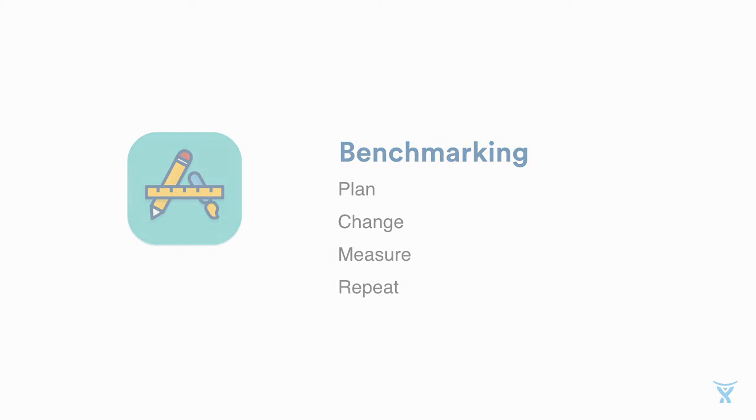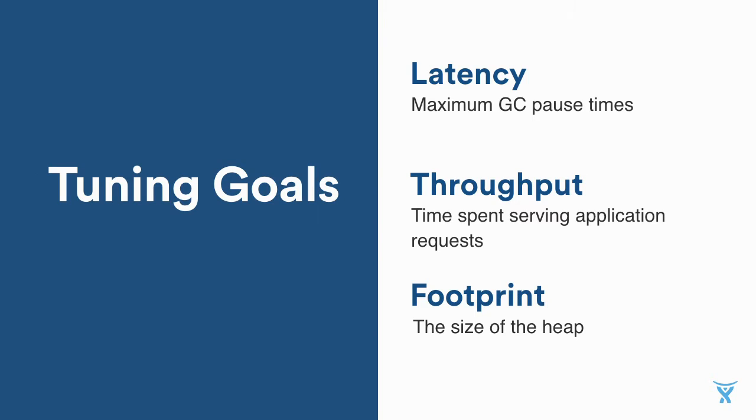So what outcome do you want? Well, there are 3 basic goals that you can aim for. You have latency, which is the max individual pause time for each pause. Throughput, which is the time spent serving requests. So out of a minute, how many seconds are spent serving application requests versus performing garbage collection. And footprint, which is the size of the heap. You can tune for 2 out of 3 of those goals, and you will have to sacrifice the third.